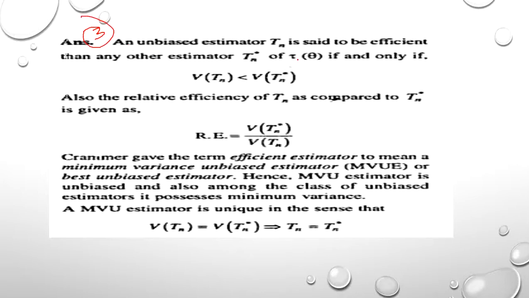An unbiased estimator Tn is said to be more efficient than any other estimator Tn star for tau of theta if and only if this condition holds: the test statistic which has less variance is said to be efficient. If it has less variance, then we can say it is the efficient estimator. This is the relative efficiency. Cramer gives a theorem, which we can discuss in the Cramer-Rao theorem literature. Now we can move to some examples of efficient estimators.